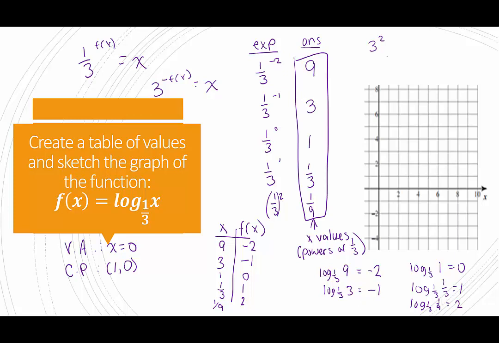We have a vertical asymptote at x equals 0. So the entire graph is going to be to the right of the y-axis. We have a critical point at (1, 0). And we can graph these other points. So (9, -2) is down here. (3, -1) is right here. (1, 0) I already graphed. (1/3, 1) would be like right here. And (1/9, 2) would be up here.